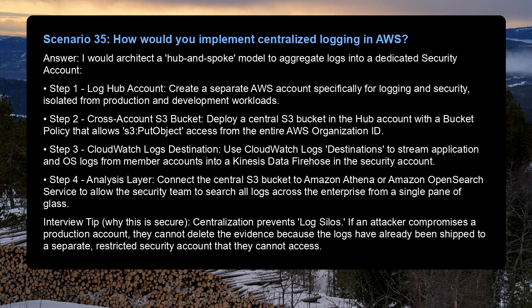Step 2: Cross-account S3 bucket. Deploy a central S3 bucket in the hub account with a bucket policy that allows s3:PutObject access from the entire AWS organization ID. Step 3: CloudWatch Logs destination. Use CloudWatch Logs destinations to stream application and OS logs from member accounts into a Kinesis Data Firehose in the security account. Step 4: Analysis layer. Connect the central S3 bucket to Amazon Athena or Amazon OpenSearch Service to allow the security team to search all logs across the enterprise from a single pane of glass.